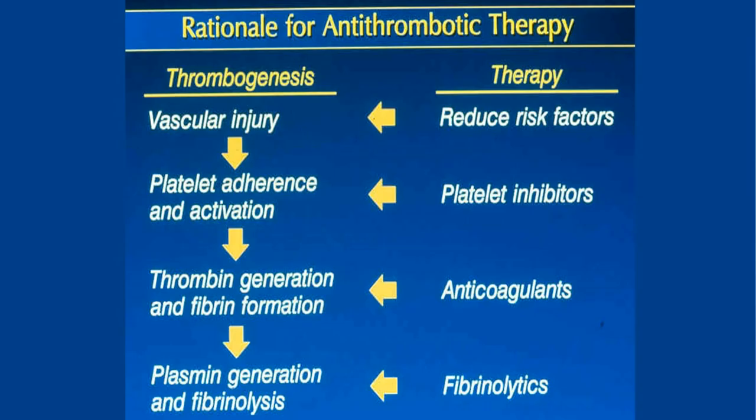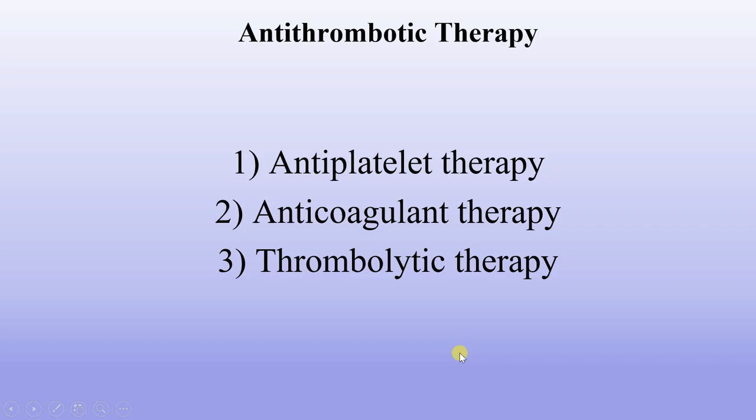Rationale for antithrombotic therapy. Thrombogenesis, vascular injury, therapy: reduce risk factors. Thrombogenesis, platelet adherence and activation, therapy: platelet inhibitors. Thrombogenesis, thrombin generation and fibrin formation, therapy: anticoagulants. Thrombogenesis, plasmin generation and fibrinolysis, therapy: fibrinolytics. From the previous slide it follows that we can classify three types of antithrombotic therapies: antiplatelet therapy, anticoagulant therapy, and thrombolytic therapy.